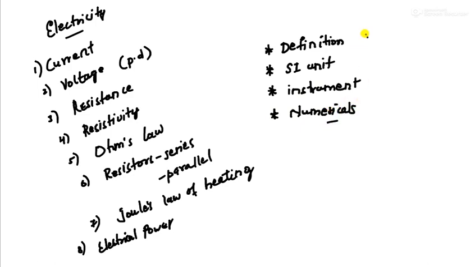So this chapter is totally divided in two formats. One is theoretical, based on theory, and the second is numerical. This will be based on some problems. They will give some values, and using those values you have to find the answer. To solve numericals you should be aware of the formulae, all the formulae related to these things. We are going to go through them all one by one.